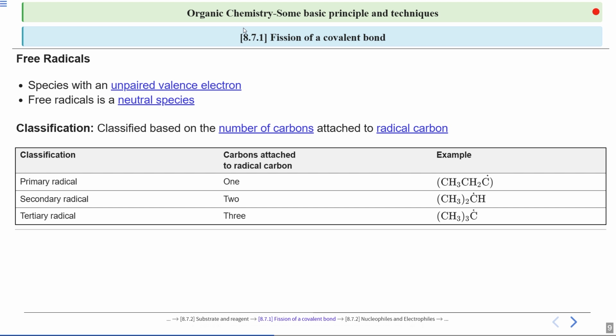If you look at the second one, the carbon is attached to two other methyl groups. So two carbons are attached to the radical carbon, so it is a secondary radical. In the third case, the radical-containing carbon is attached to three methyl groups. As a result, we call it a tertiary radical. So this is the way of classifying free radicals.